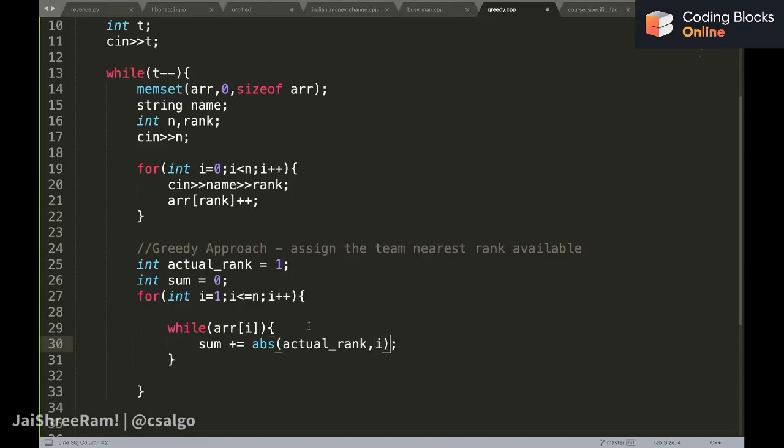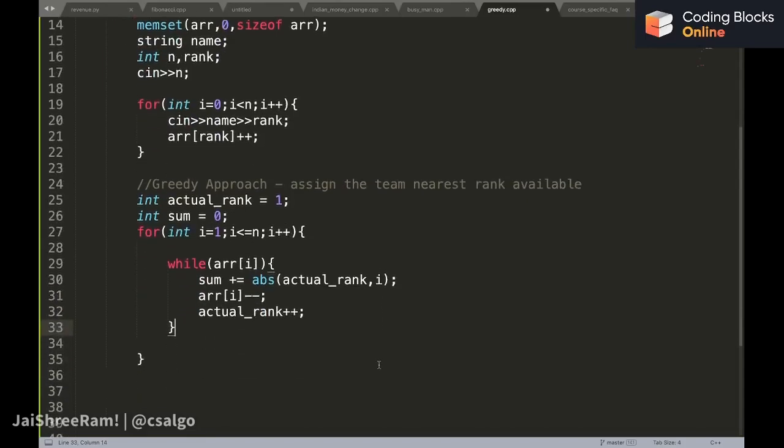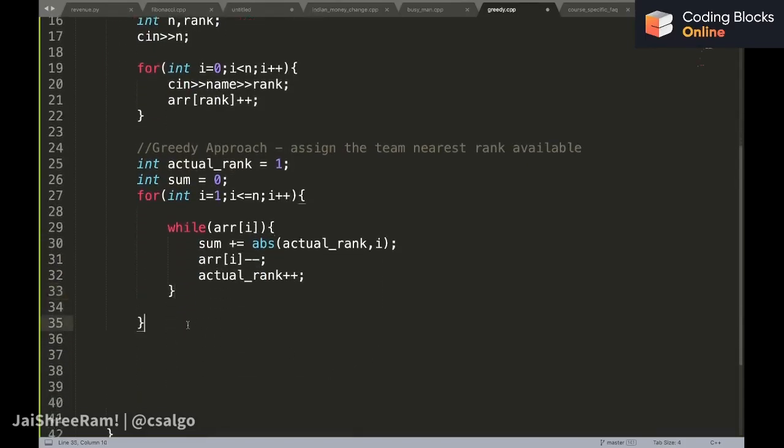So that is a given team that we are popping out has asked for the ith rank, and we can do array of i minus minus, that we are removing one team out of that particular box, and we should also do actual rank plus plus, so that for the next team this rank is not available but the next rank is available. And here we can just do cout sum and endl.